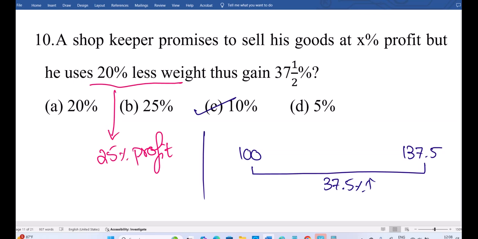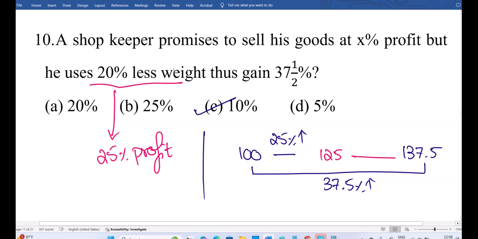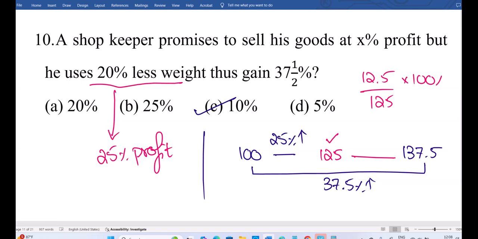See, first one, second one, first and second or second and first, no problem. We can interchange. I'm taking first the 25% profit. The 25% profit came because of 20% less weight. So it becomes 125, right? Now, how much increase from 125 to 137.5 is that X value? 125 increased to 137.5. How much increased? 12.5. 12.5 increased from 125, into 100. 12.5 is 10 times, this 0 cancels, nothing but 10% increase. X is 10. Simple.